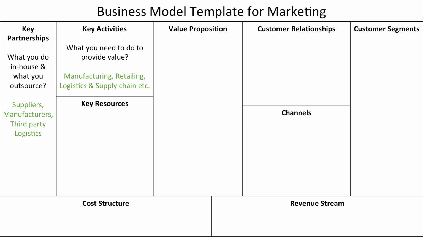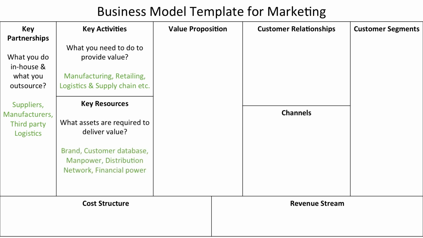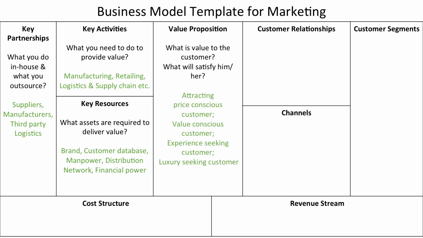If you look at the key activities, then for a marketing organization, the key activities will be manufacturing, retailing, logistics, supply chain. What will be the key resources for a marketing organization? It would be brands, customer databases, manpower who run the business, the distribution network which is very important for marketing, and the financial power to run the business, launch new products, launch new brands, reach out to new customers. If you look at the value proposition, it is very significant.